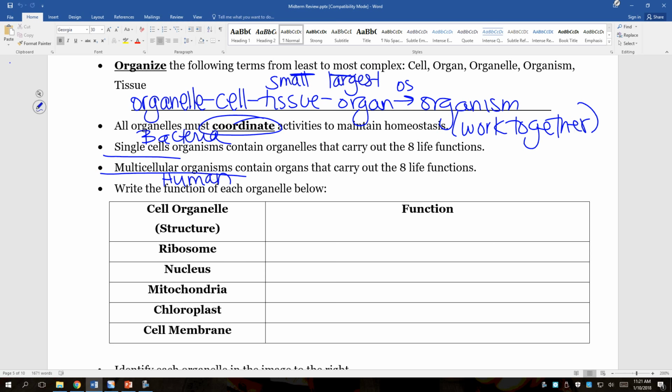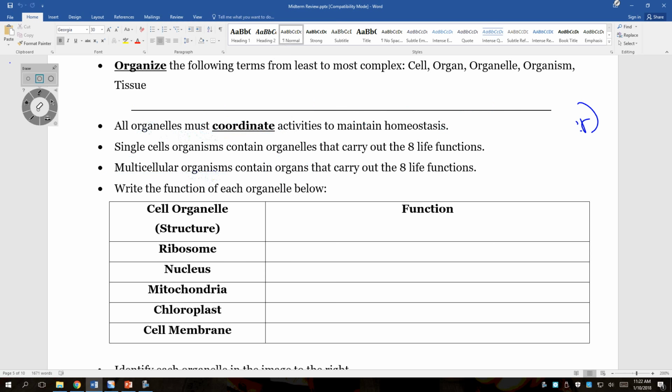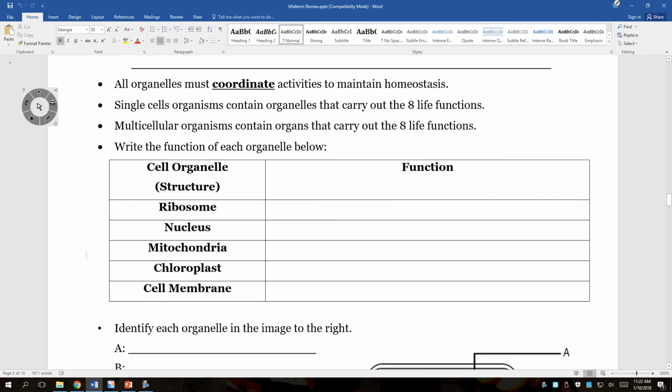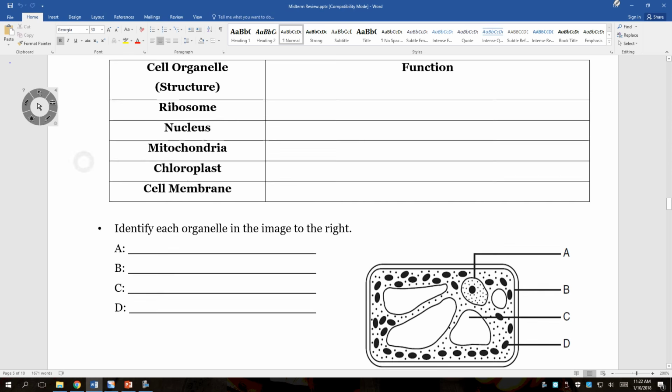Both of them have organelles. Multicellular organisms have organs that carry out the 8 life functions as well. Scrolling down a bit, we have the major cell organelles that we are going to have to be familiar with. You should be able to identify them on a picture, and you should also be able to answer a multiple choice based on that if you just see them there.